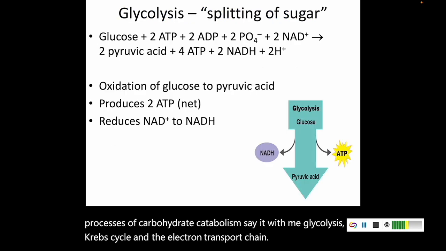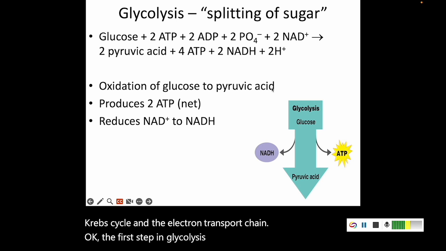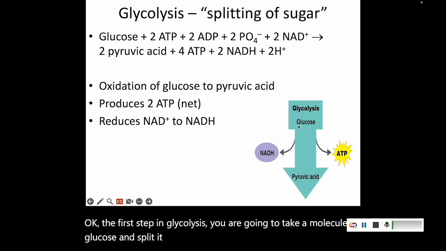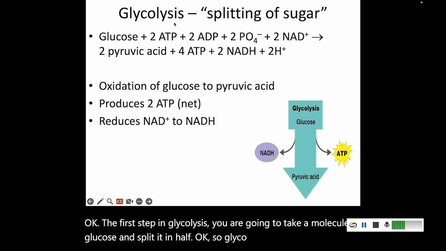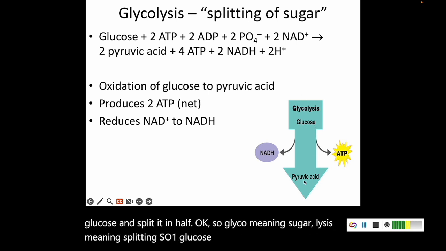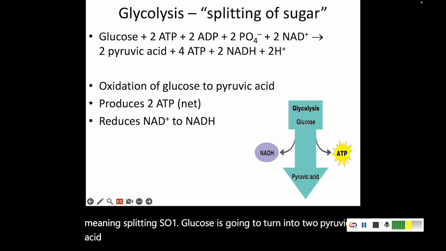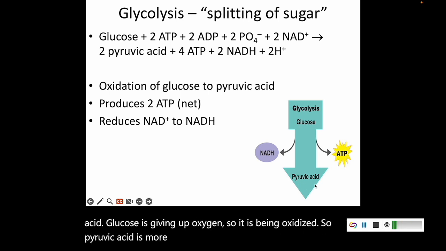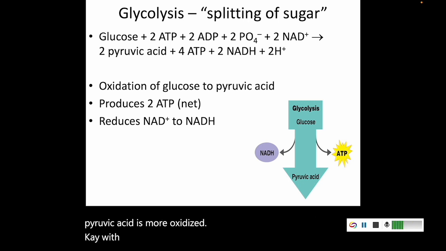Okay, the first step is glycolysis. You are going to take a molecule of glucose and split it in half. Glyco meaning sugar, lysis meaning splitting. So 1 glucose is going to turn into 2 pyruvic acid. Glucose is giving up electrons, so it is being oxidized, so pyruvic acid is more oxidized. Okay, you with me so far?